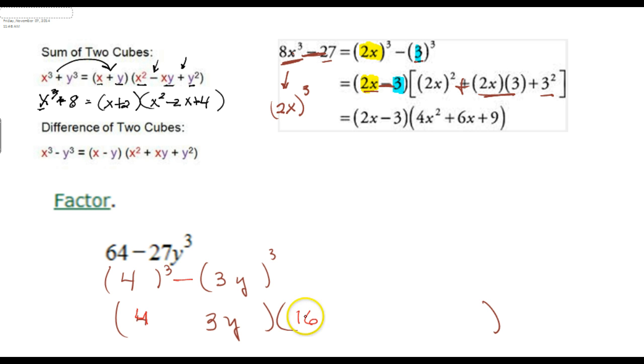This is why I don't want you to worry about the signs yet. It's just 12y. We'll worry about if it's positive or negative at the end. And then square the last. 3y times 3y is 9y squared.